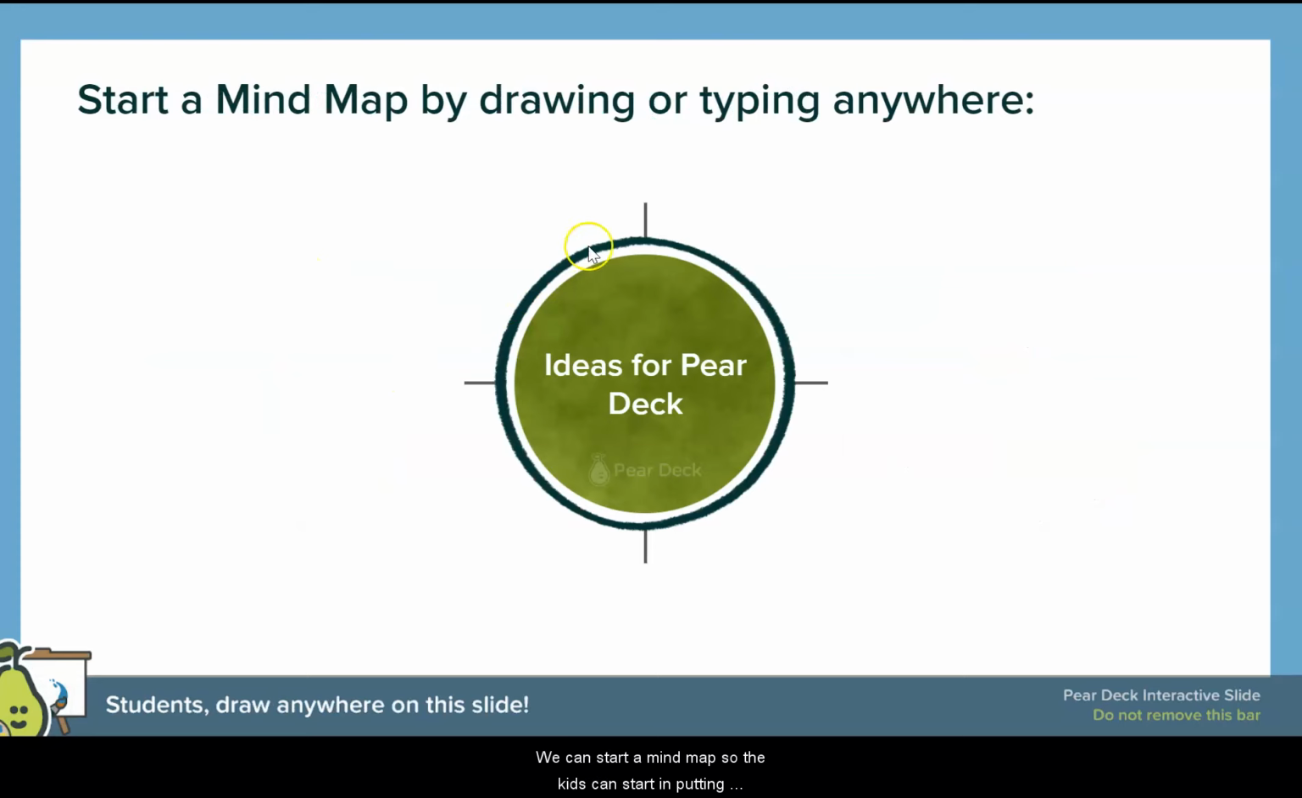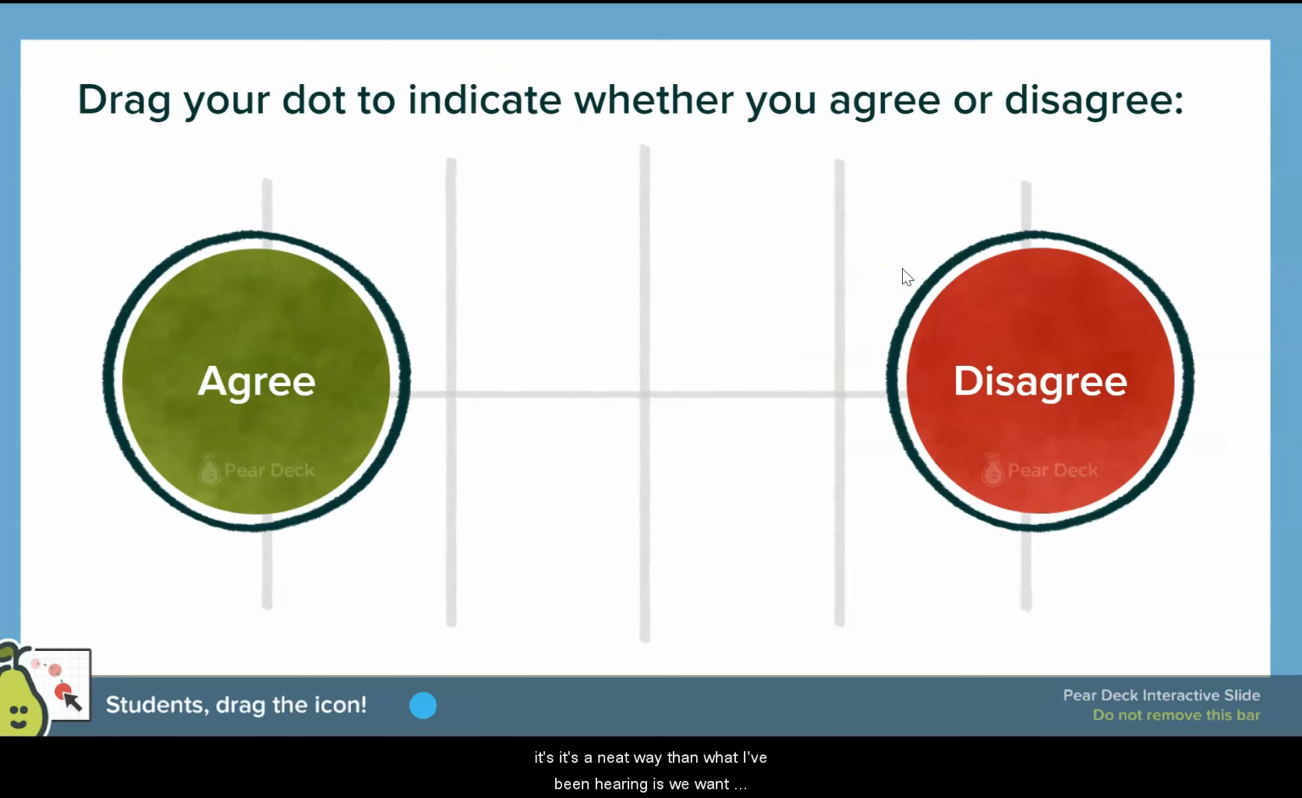We can start a mind map so the kids can start inputting ideas. What are some different ways we might use Pear Deck? We could all start typing in ideas here, and then I could see all the different ideas that the class presented, and we could organize them. So again, it's a neat way, because what I've been hearing is we want to get more interaction within our Google Meets. By using Pear Deck, you can gauge that. You can increase the ability for students to respond.